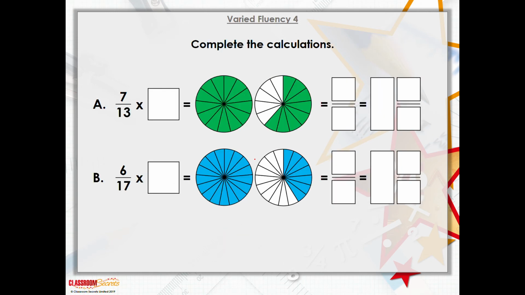Right, number 4. It says here, complete the calculation. So we saw a very similar one to this yesterday. However, we're also looking at the mixed numbers again. So we've got complete the calculation: 7/13 times by something equals. So here we have our whole number, and we should know by now that's been split into 13 equal parts. So that is a whole number.